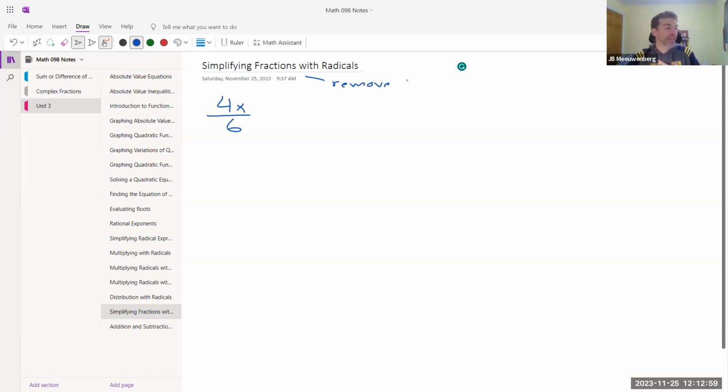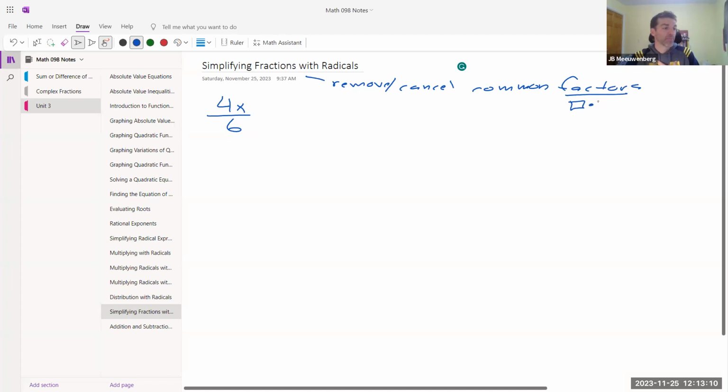remove or cancel common factors. What are factors? Things that are being multiplied. Okay, so 4x over 6 means 4 times x over 6.